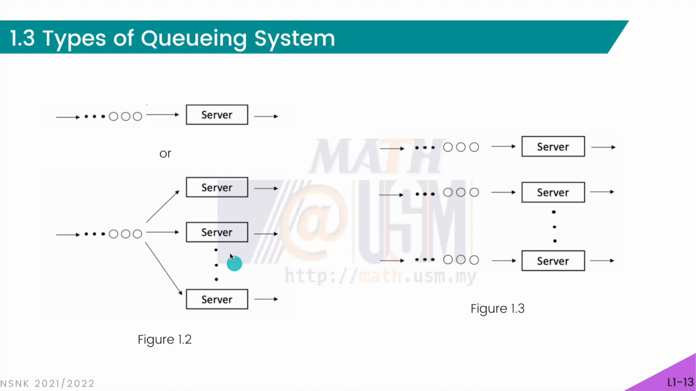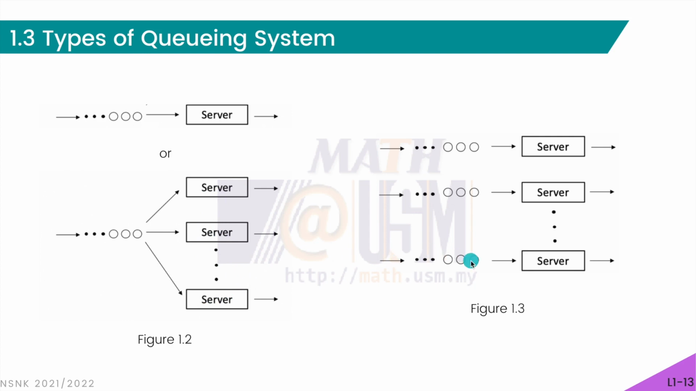The one in figure 1.2 is where you have multiple servers, but it can also be that you only have a single server in your elementary queuing system. It's either one server or multiple servers here. You just have one line and one server providing the service. You have one waiting line.